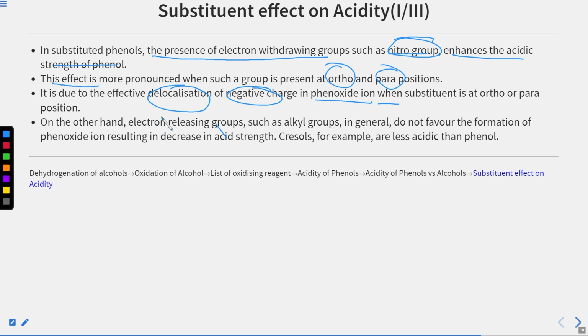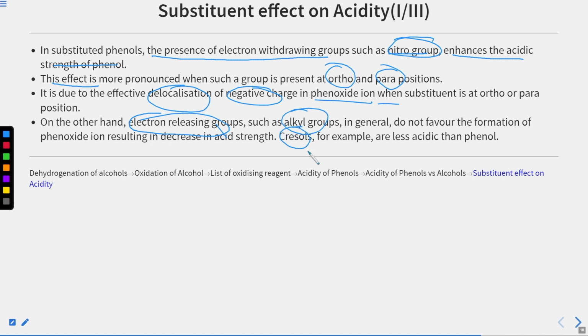Whereas in the other case, if you have an electron donating group such as an alkyl group, since an alkyl group donates electrons in two ways, first by hyperconjugation, and second by your plus I effect. So if we have an electron donating group, then that would decrease the acidity of your phenol. Okay, that would decrease the acidity of phenol. For that, cresol is an example. So we'll look at each of these one by one.